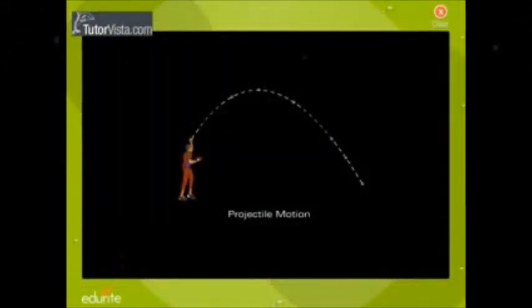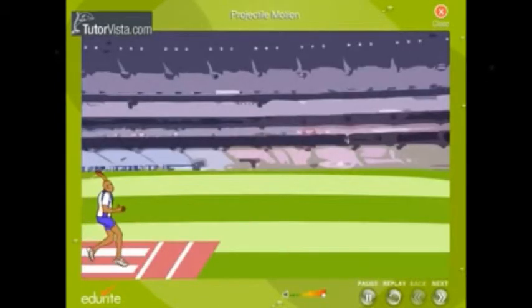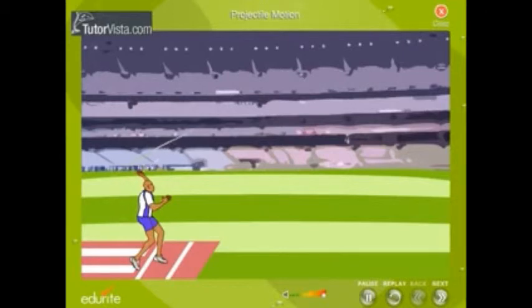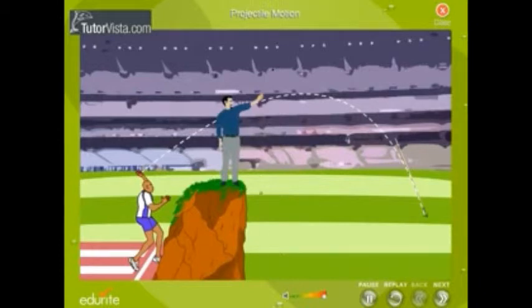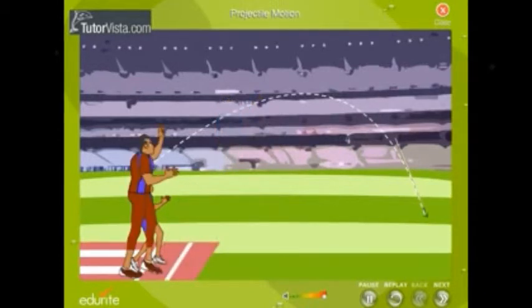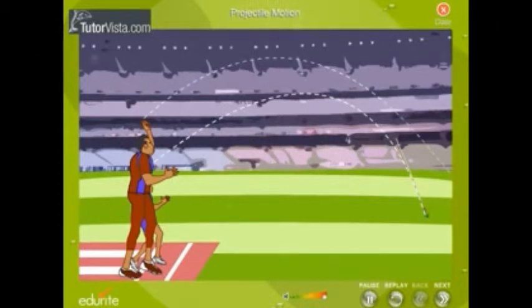Projectile motion. Observe the athlete throwing a javelin. The javelin follows a curved path and lands on the surface of the earth. Such objects like javelin, which moves along a path determined by gravity and air resistance, are called projectiles. The path followed by a projectile is called trajectory. An object dropped from a height, an object thrown vertically upwards, and objects thrown obliquely upwards are examples of projectiles. In all these cases, the influence of air resistance is neglected.